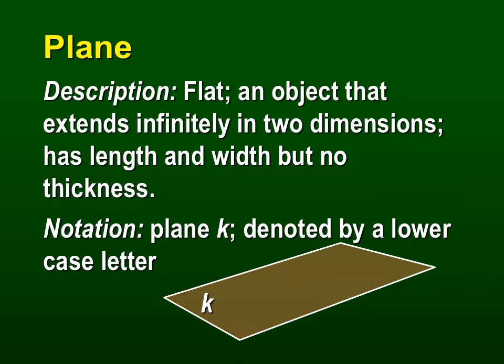Our next undefined term is plane. Planes are flat, okay? They extend in 2 dimensions. They extend lengthwise and widthwise, but there's no thickness. When we want to notate a plane, we just simply say plane and then a lowercase letter for the name of the plane. So for example, this is plane K, and it's denoted by a lowercase letter.